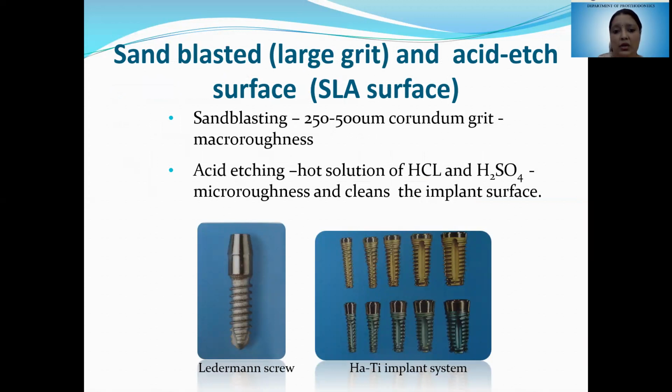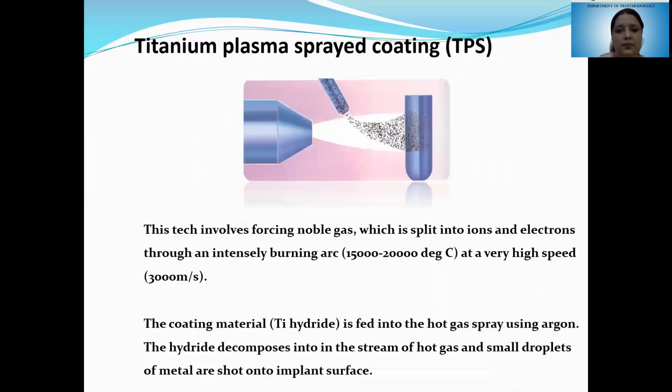SLA is a technology which incorporates sandblasting with large grit 250 to 500 micrometer corundum and acid etching with a solution of hydrochloric acid and sulfuric acid. It imparts micro roughness to the surface of the implant. It cleans the implant surface and allows better osseointegration and a larger surface area for osseointegration.